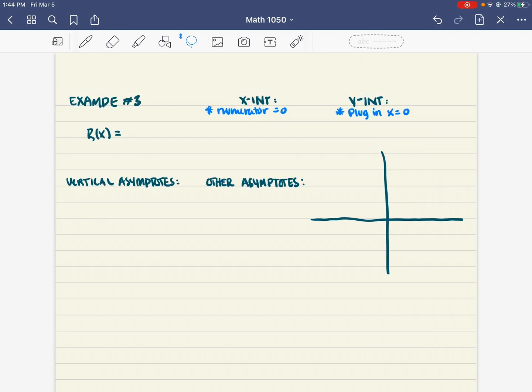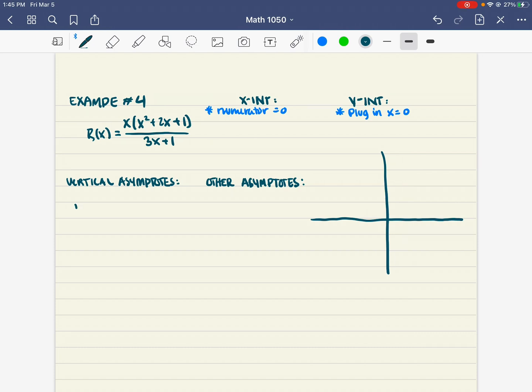This one is the kind of example where the numerator's degree is much bigger than the denominator's, more than one difference between the two. Our example for this one is x times x squared plus 2x plus 1 over 3x plus 1.